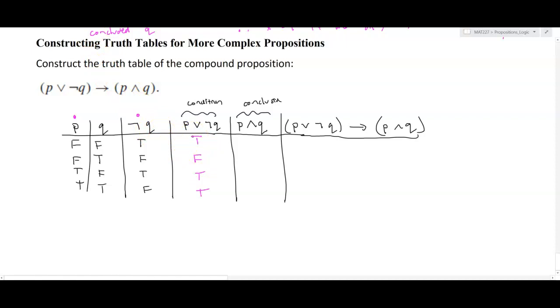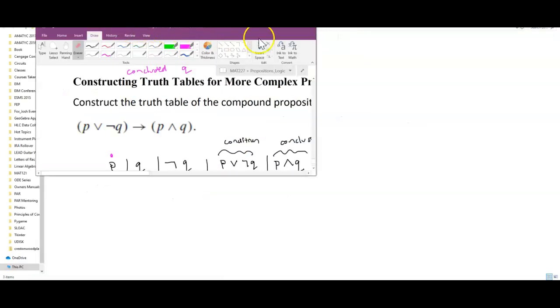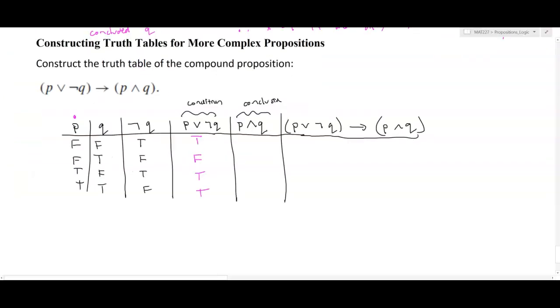Now I want to take a look at the truth values for my conclusion, which is going to be, sorry about that, P and Q. So now I'm looking at these two columns here and here. And the only time this is going to be true is when both of these are true. So we have a false, false, false, true, true, false, true, true.